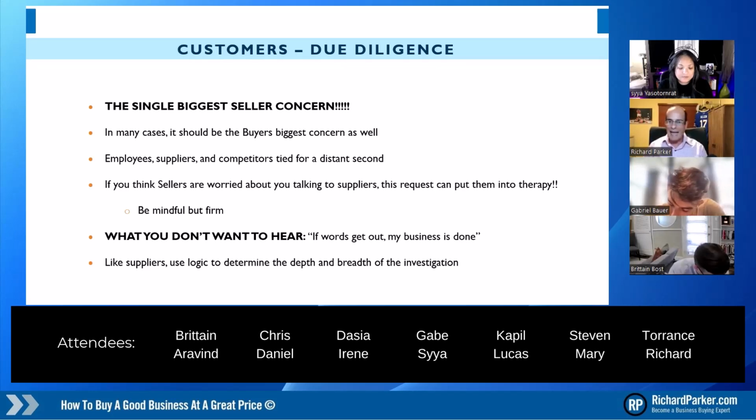Why? Because financials are math. You can figure those out in a nanosecond very quickly. Then you want to know, are the customers still going to buy from you? That's the big question. If you think the sellers are worried about you talking to suppliers, and you ask them to speak to customers, you're going to put them into therapy. They get panic stricken at this thought, but it's appropriate, and oftentimes it's something that has to be done.